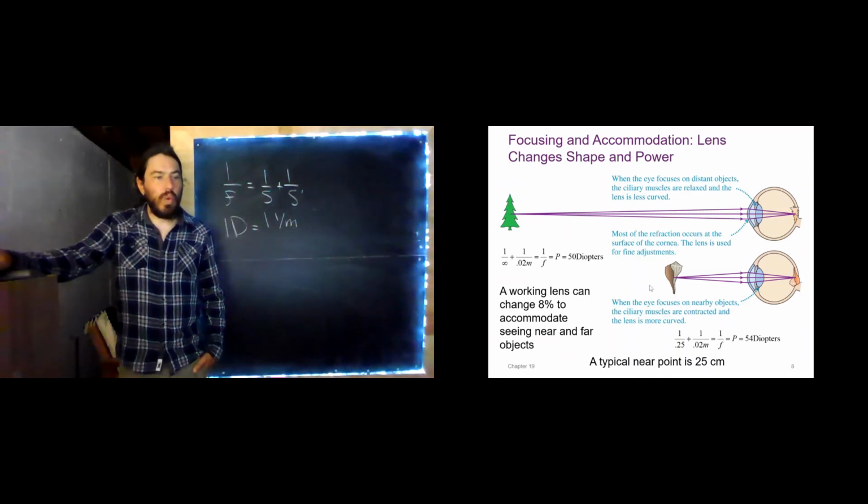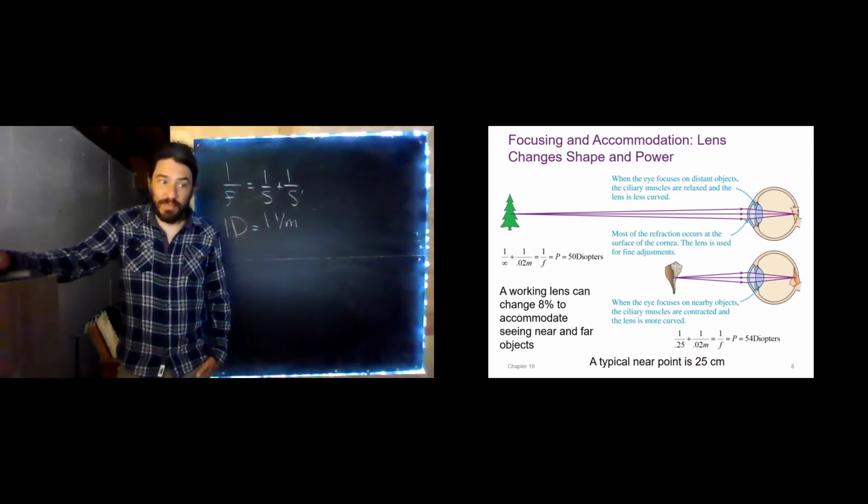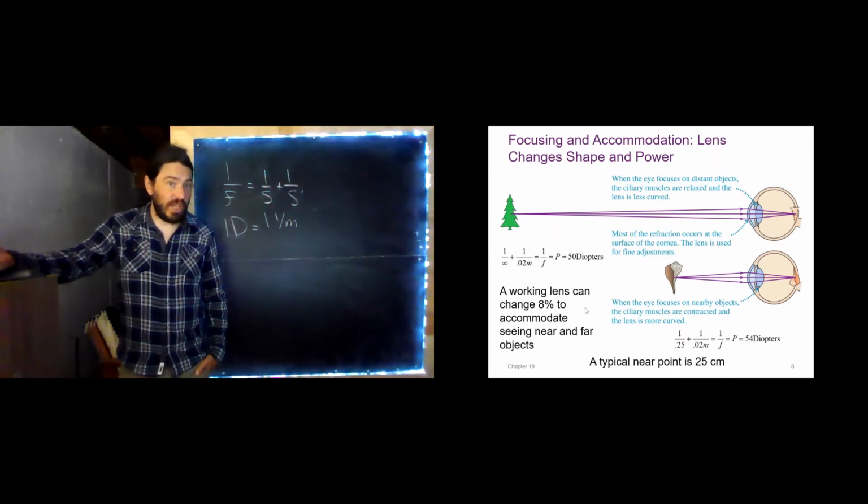Now, when I look at something up close, however, my ciliary muscles contract and they deform the lens, making it more curved, decreasing the focal length of the lens-cornea system, and causing this close object now to focus nicely on my retina. A working lens can change about 8% to accommodate from seeing near objects and seeing far objects.